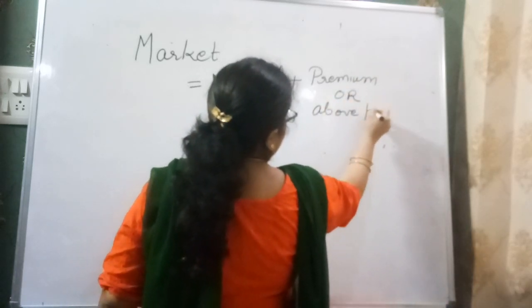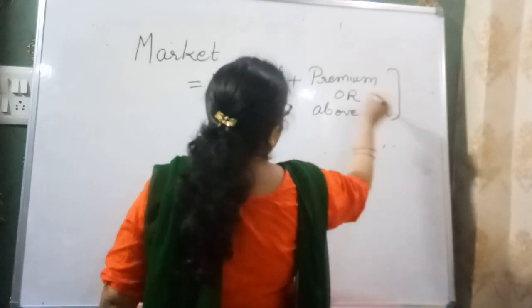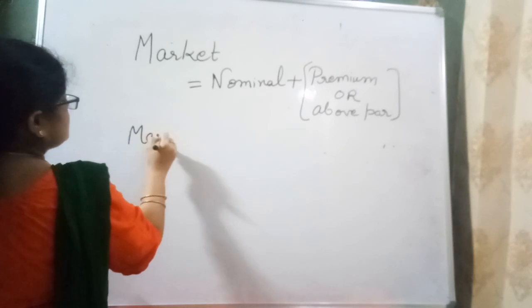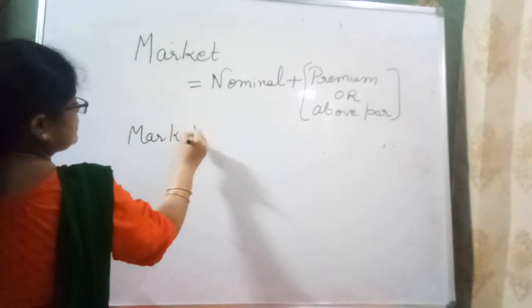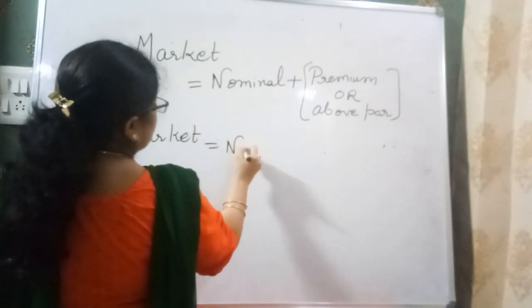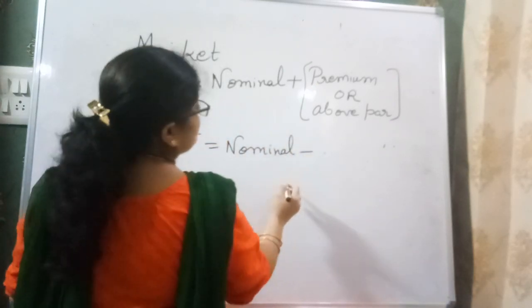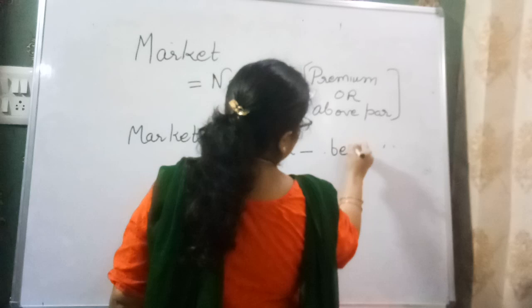Whatever be in the question. And in case the market is low, then we find the market value by subtracting the below-par value from the nominal value.